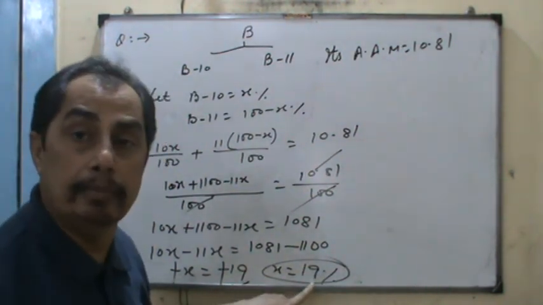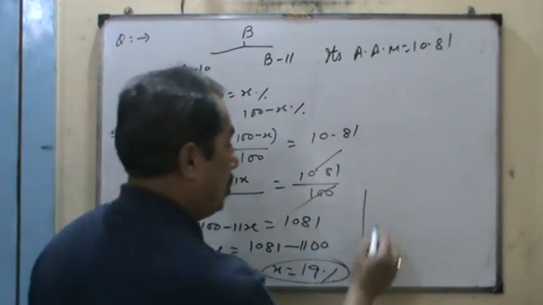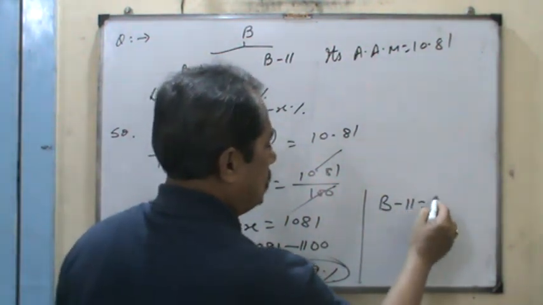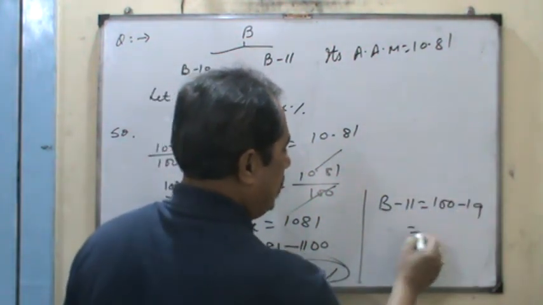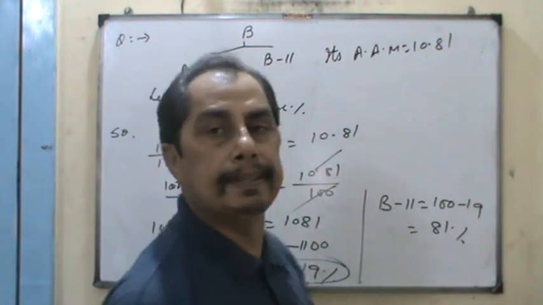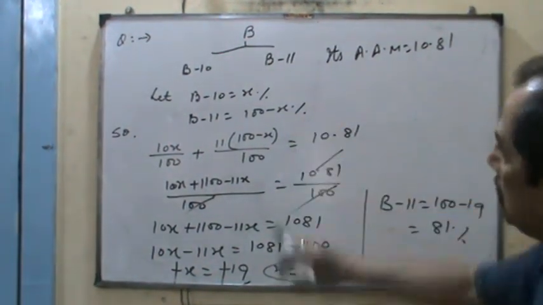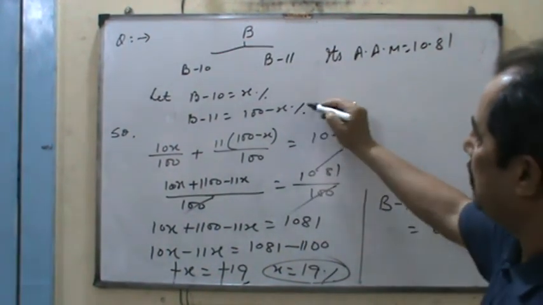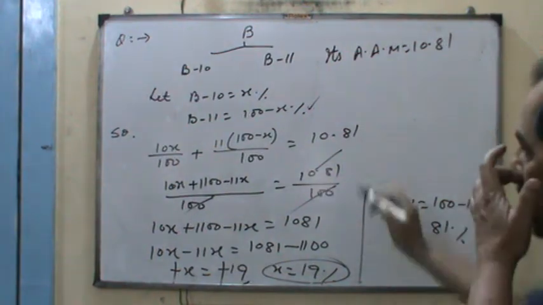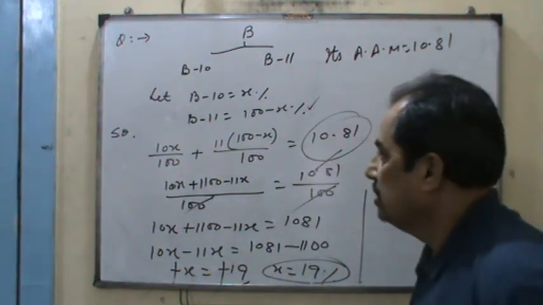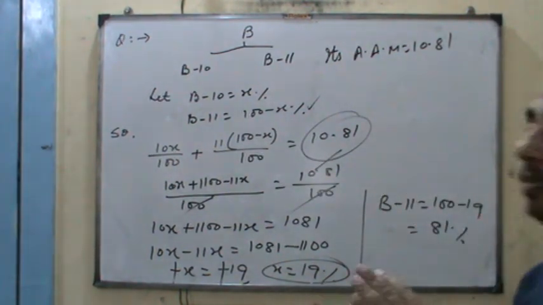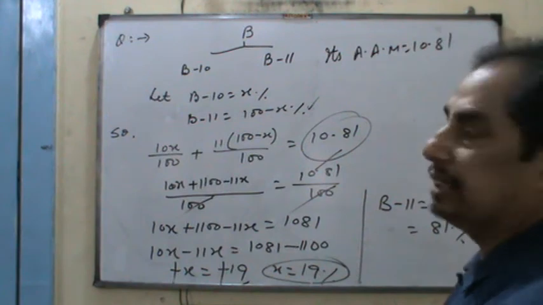19% is the boron 10. Then what about the boron 11? Boron 11 is equal to 100 minus 19, that means 81%. So let you go through that. Boron 10 is x, boron 11 is 100 minus x. Let you go for that. It is given to you. And then you can calculate the percentage abundance.